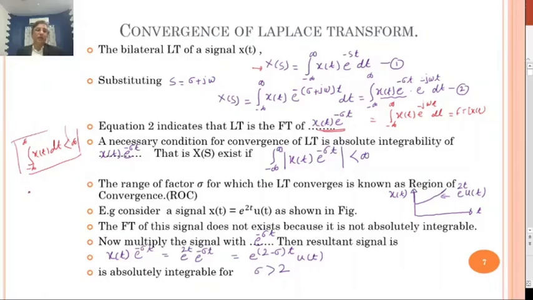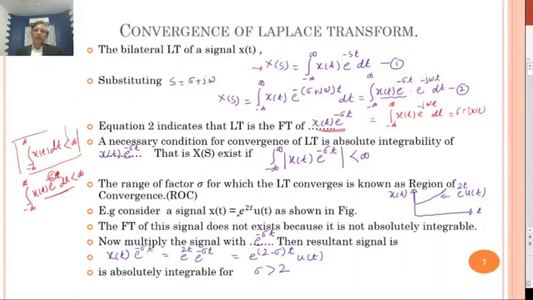But in case of the Laplace transform, the integral of x of t into e raised to minus sigma t dt should be less than infinity. For that purpose, we find the range of sigma for which the Laplace transform converges. This range is known as the region of convergence, or the ROC. Now we will take an example that will make clear what the region of convergence is.